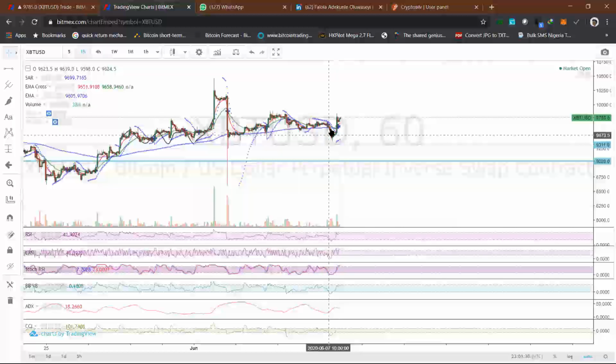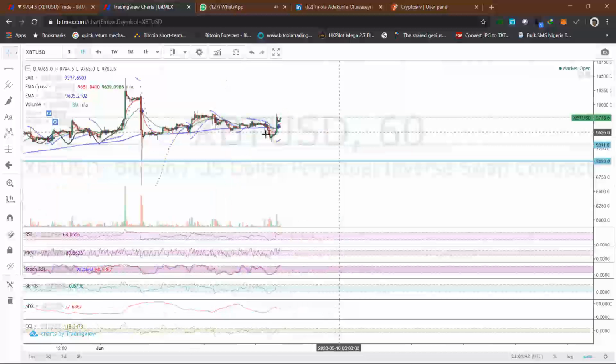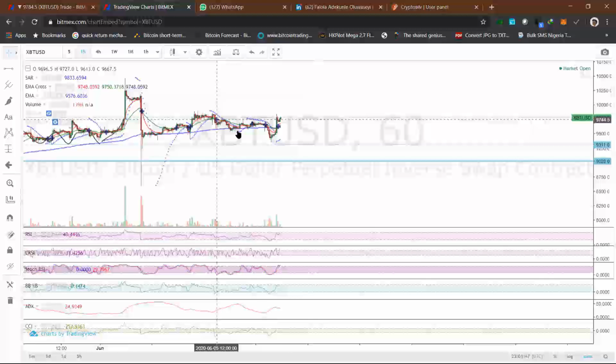Now, right now, the trade is consolidating around this region. If I'm going to be trading, I'm doing a short-term trade, which means I'm going to be studying markets for what will happen within the next 1, 2, 3 hours, because I'm on a 1 hour chart right now, and the market is consolidating.